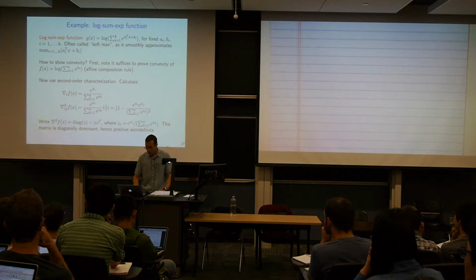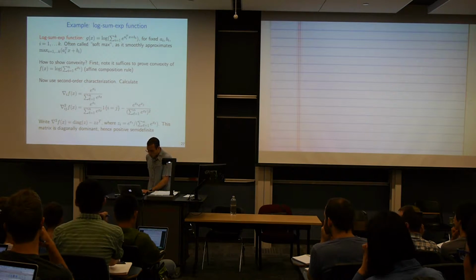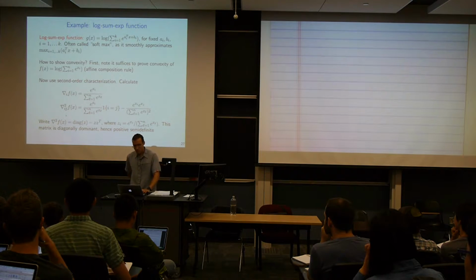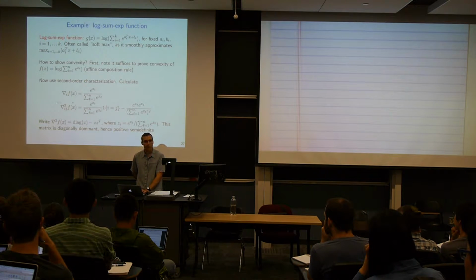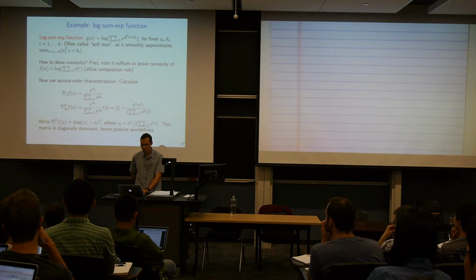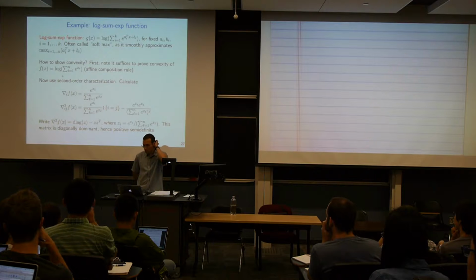So pretty much everything we need to know is actually on the slide. It just requires a little bit of calculus, right? The first derivative with respect to, say, the variable xi of this function is just e to the xi over the whole term inside. That's just using the chain rule.